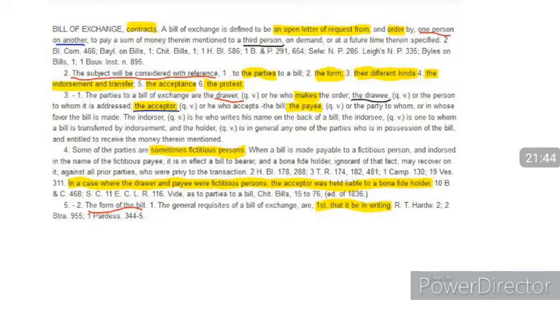Now, it's defined to be an open letter of request, or an order. I'm going to show this a little bit later on, probably in the second one, but basically, open letter does not necessarily resemble a check, is what that means. But it does have to have an order.